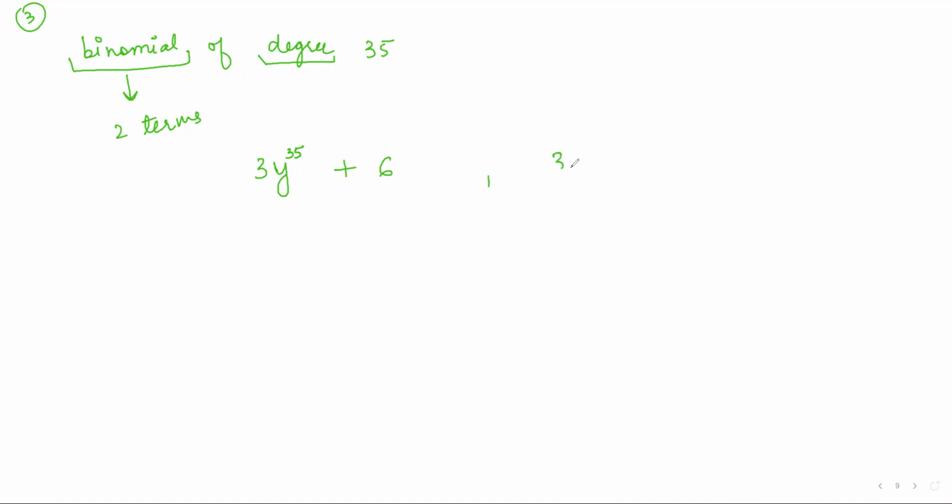Another example you can write like this also, y to the power 35 plus 2 into y to the power 30, no issue. Because for degree we look at the highest power only, right? You can have other powers, no problem. But it is defined by the highest power. Is that clear? So this is also a binomial of degree 35.